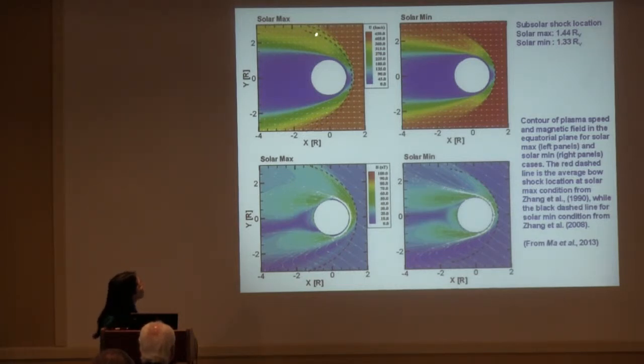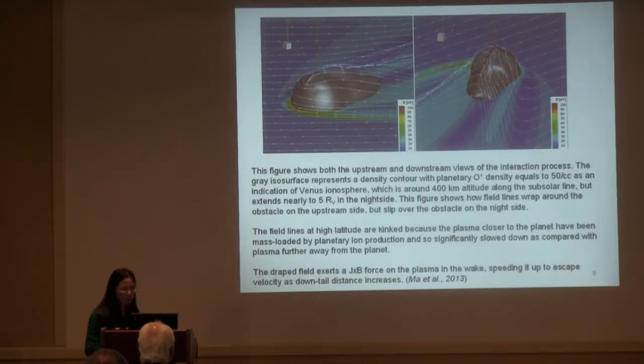The boundary, as indicated here, for solar maximum is about 1.44 at the subsolar point, and for solar minimum is about 1.33. As you can see, our model can self-consistently reproduce the change of these plasma boundaries during different solar cycle conditions. And this figure gives you an idea about how the field lines drape around the obstacle. This is an upstream view, and this is what you see from downstream.